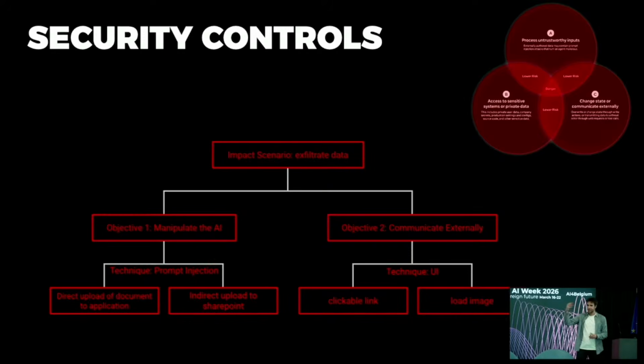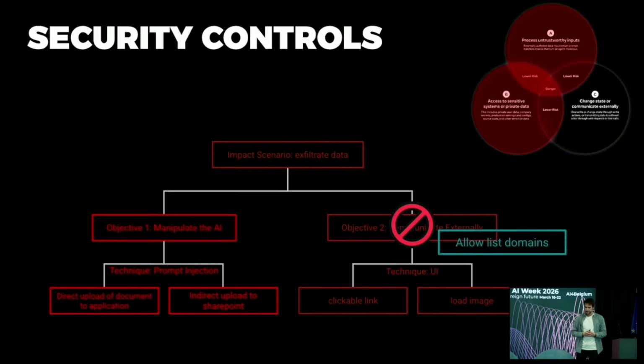In order to exfiltrate data, typically you had three things that needed to come together. You needed a way to manipulate the AI, and you needed the ability to communicate externally. So if we can just block certain URLs, which is what Microsoft did, you have a very good defense. Of course, there are a lot of nuances in doing this correctly. Even Microsoft got it wrong at some point. But this is a super effective defense, because it actually brings us to zero prompt injection impact. Nothing. Nil. Of course, your allow list needs to be well defined.